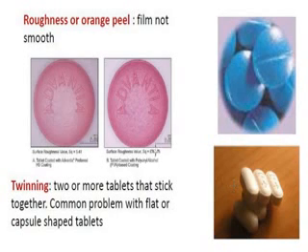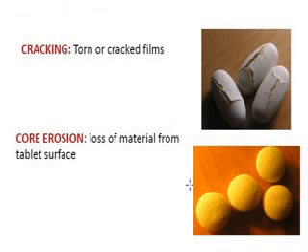Then roughness or the orange peel. Roughness or orange peel means the film is not having a smooth nature, so it is called roughness. Then another one is twinning. Two or more tablets stick to each other. They are called twinning or sticking of the tablets, because of improper drying of the film material. So they will stick to each other. Then cracking. Sometimes your film may get cracked. It is called tearing or cracking of the film surfaces.